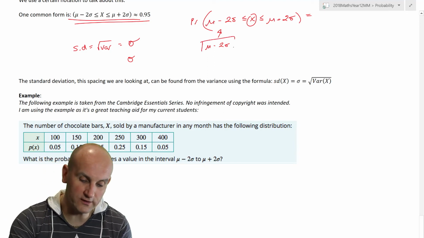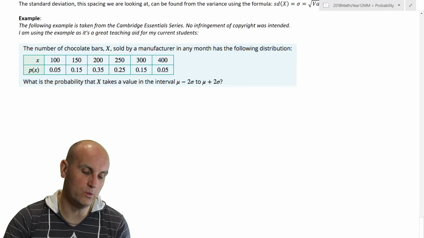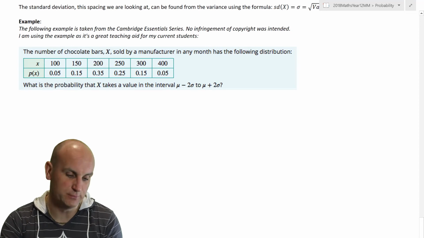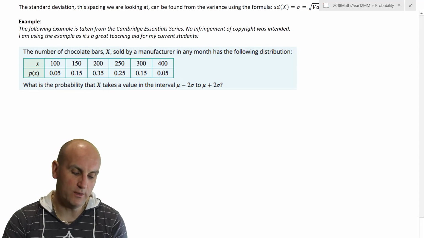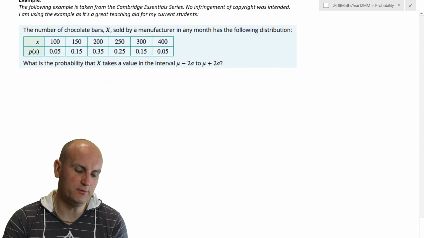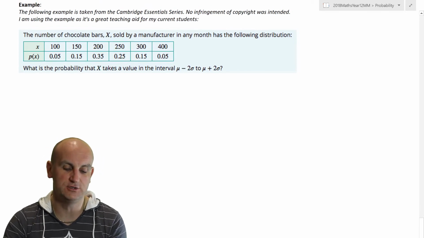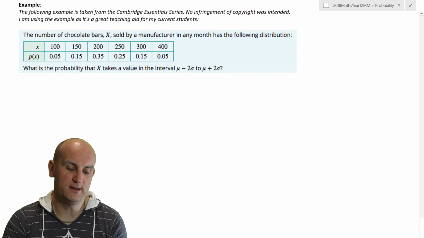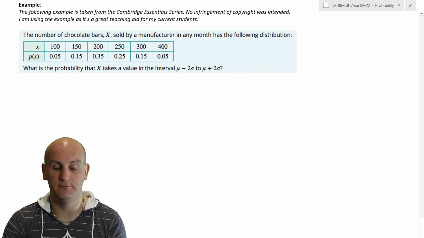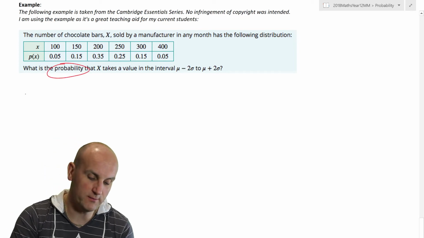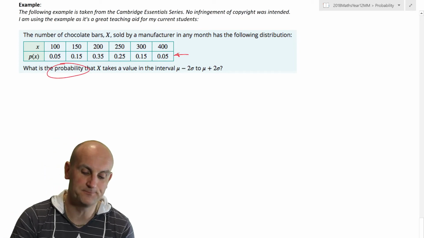How do we work all this stuff out? I'm just about to show you with a wonderful example from Cambridge. Really long video, I'm sorry about this, but it's actually important. So, the following example is taken from Cambridge. The number of chocolate bars X sold by a manufacturer in any month has the following distribution. What is the probability that X takes a value in the interval of mu minus 2 sigma to mu plus 2 sigma? So trying to find probabilities, which is this value here.